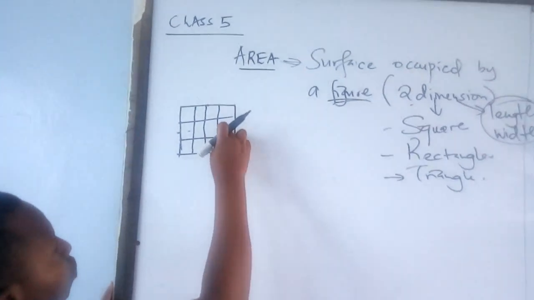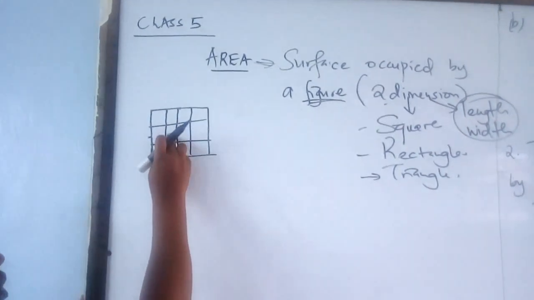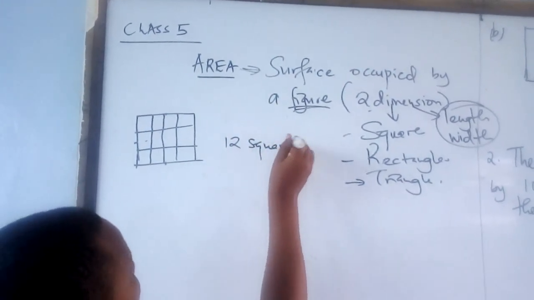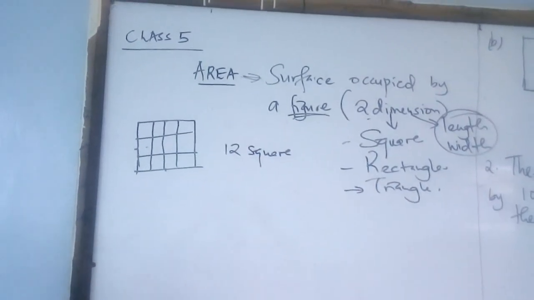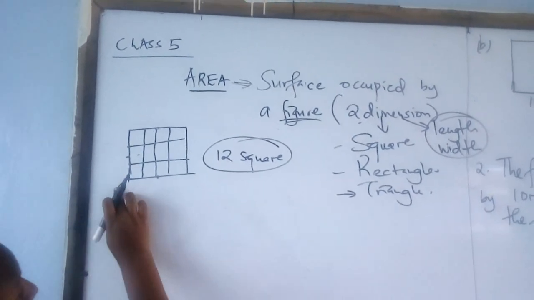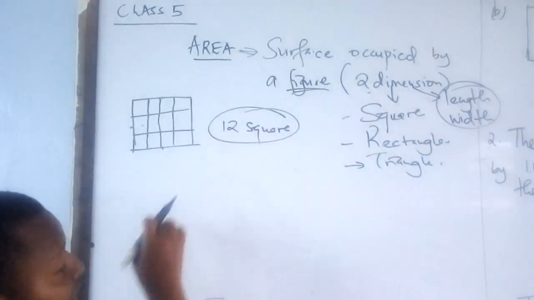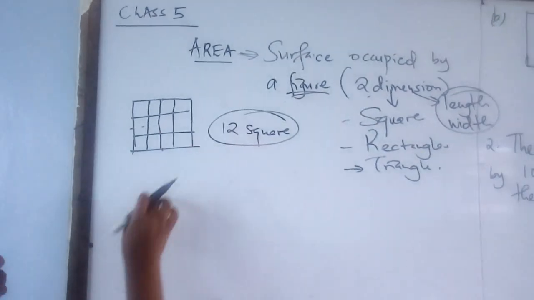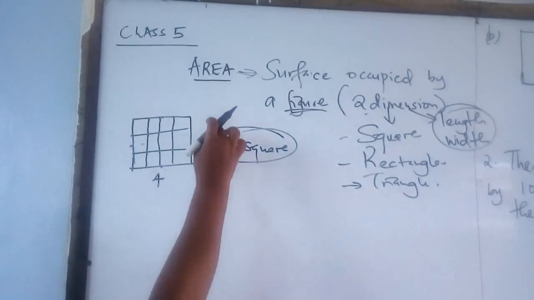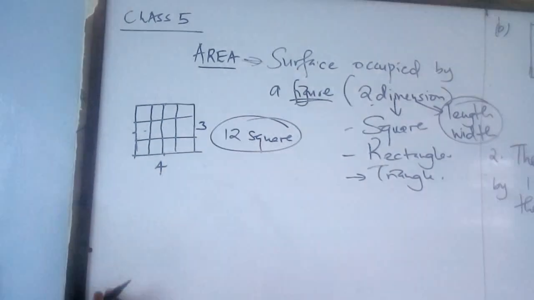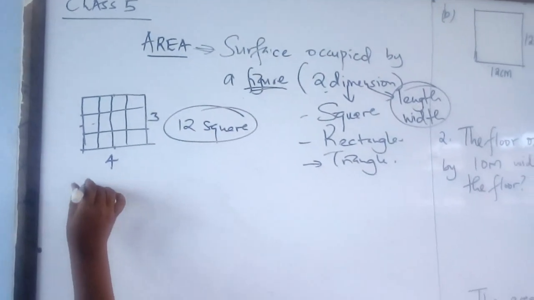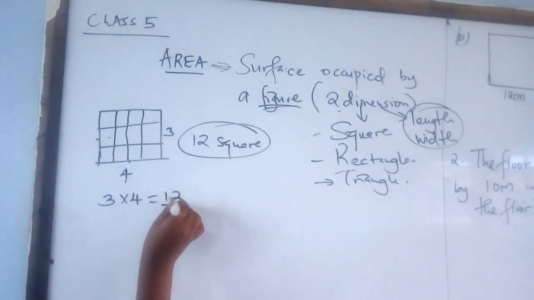So if you count 1, 2, 3, 4, 5, 6, 7, 8, 9, 10, 11, 12. So you have 12 squares that are enclosed by that square. So how do we get these 12? It is very simple. If you count the number of squares on them, maybe the horizontal and the vertical, then you get these 12. Let's count. 1, 2, 3, 4. So we have 4 here, and on the other side we have 1, 2, 3. So what is the connection between these two and these 12? You find that when you multiply 3 times 4, you get 12.